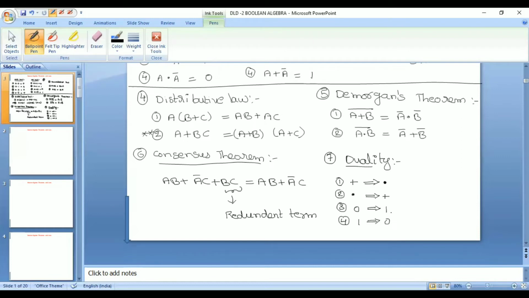So here, a very important point in this duality concept, the note point is that variables are not complemented in this process. Variables are not complemented.